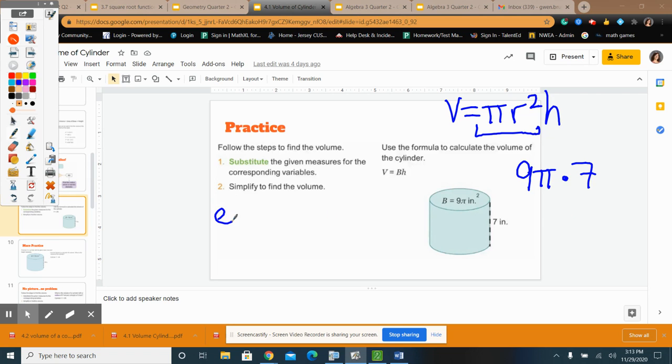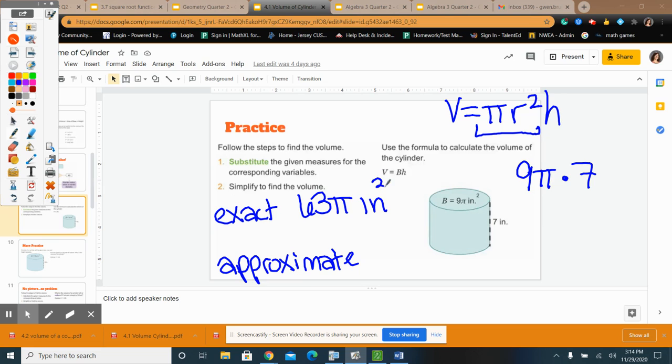Now it's going to depend if we want an exact or if we want an approximate. Remember, approximate means use your calculator. If they want an exact, we're going to take the 9 times the 7, which is 63. We're going to keep the pi, and we're talking about volume, so that's inches cubed. If they want approximate, you'll take the 63 times either the pi button in your calculator or 3.14. You'll just type that right on in there, and you'll get 197.82.